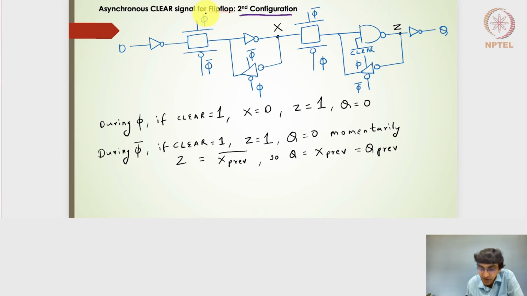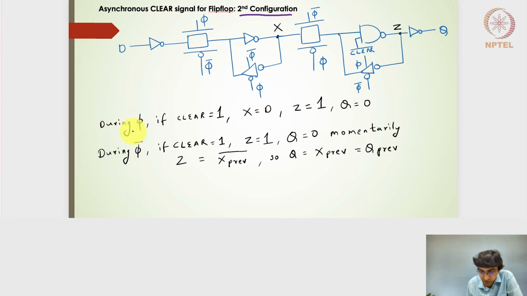So irrespective of the clock here and here, if I make this 2-input NAND gate very close to the output, and it is not a clocked one, then irrespective of the clock and irrespective of the D input, if I press the clear signal, I'll get the output to be 0. Seems to be very satisfying, but there are some problems here as well. Let me go over these two cases.